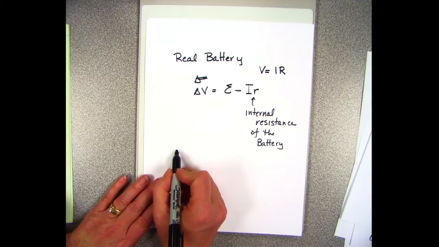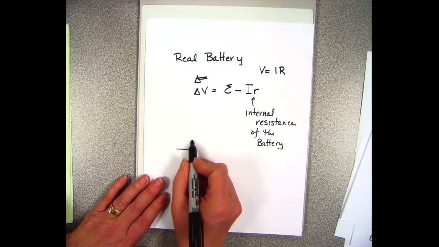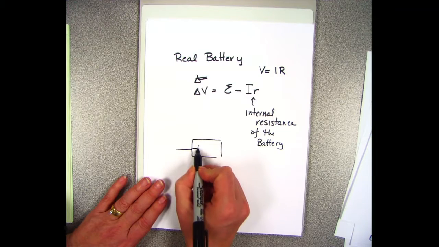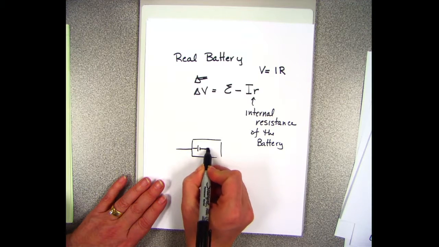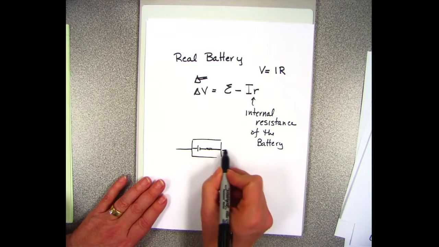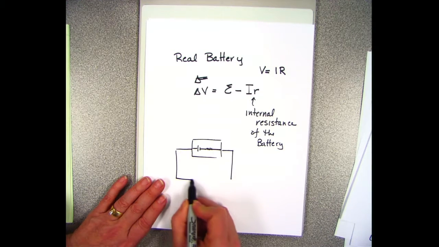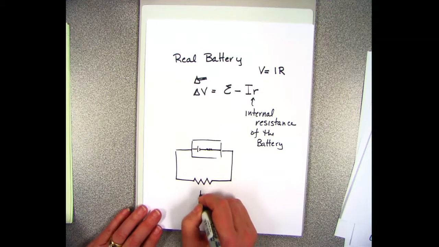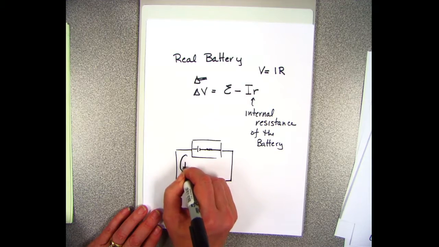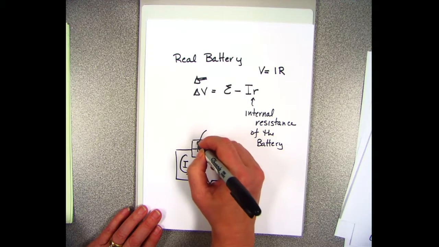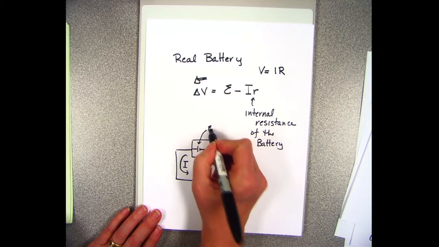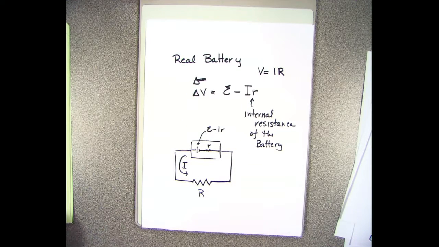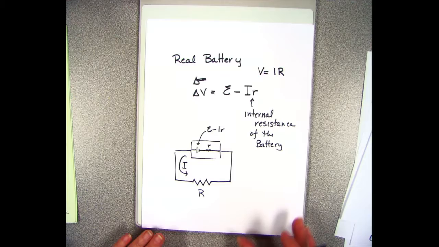So I can draw a circuit that kind of looks like this. Now I'm going to draw a box here, and this is going to be my battery. And my battery can be written as our perfect battery plus a little tiny resistor, and that's this piece. And then my circuit can have a big resistance, a big resistor, just like that. So this is my resistance, this is going to be my current, this would be the maximum electromotive force minus my little r, where that's my little r. So that gives us our real battery.